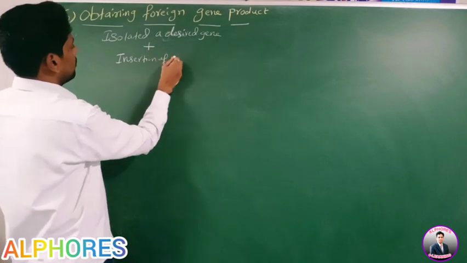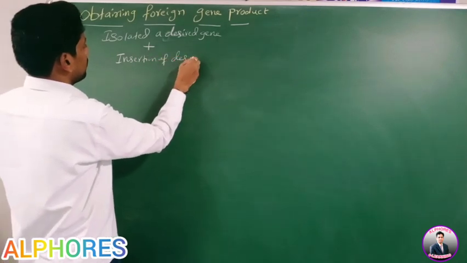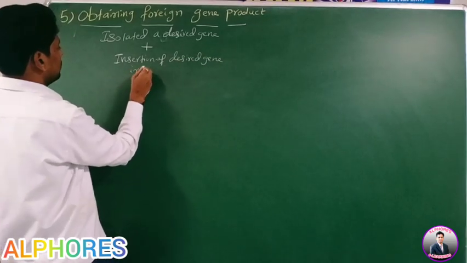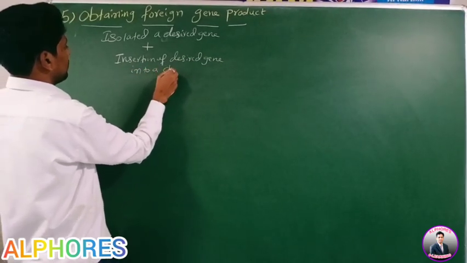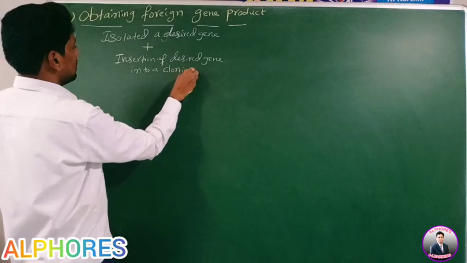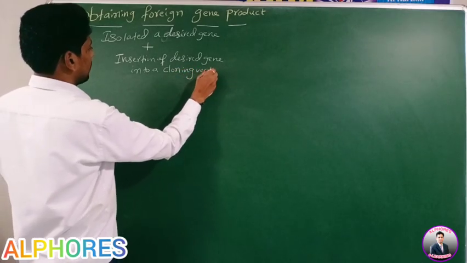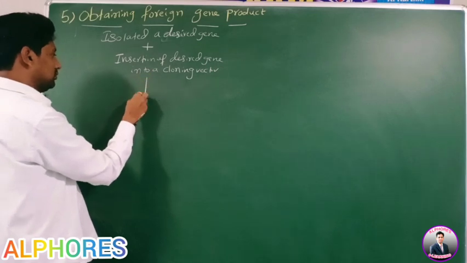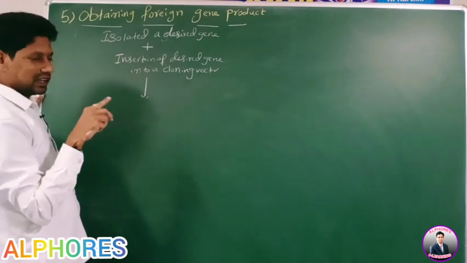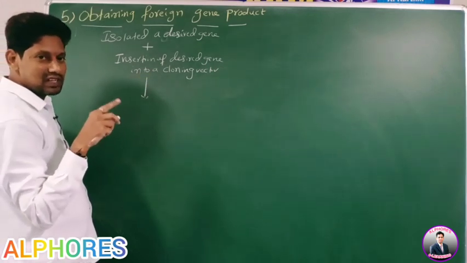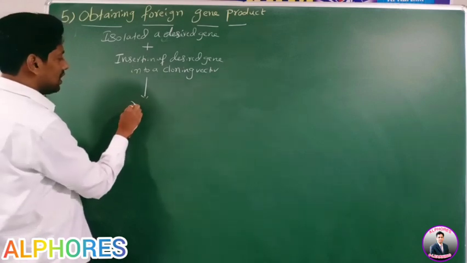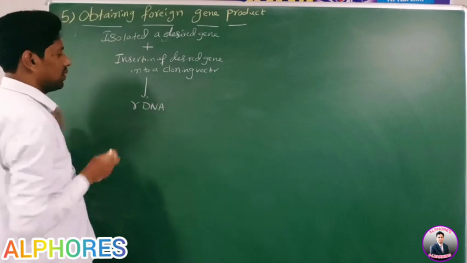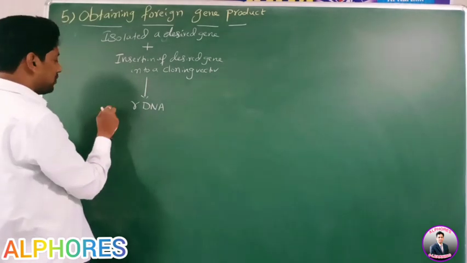Insertion of desired gene. Where, sir? Into a vector. Which vector, sir? Cloning vector. We inserted the desired gene into a cloning vector. Then the cloning vector with the desired gene is called as what, sir? rDNA. It means a recombinant DNA is formed.